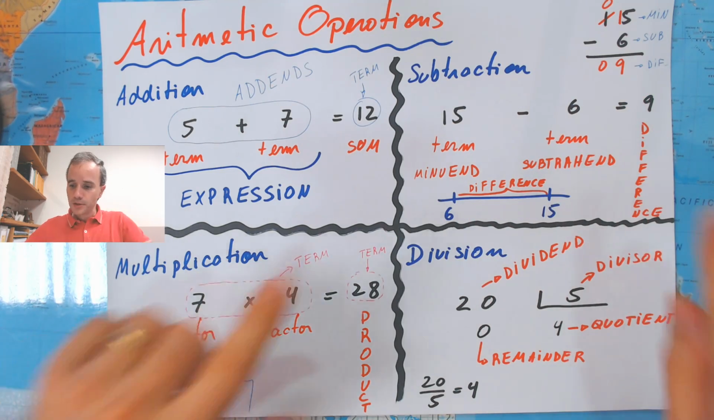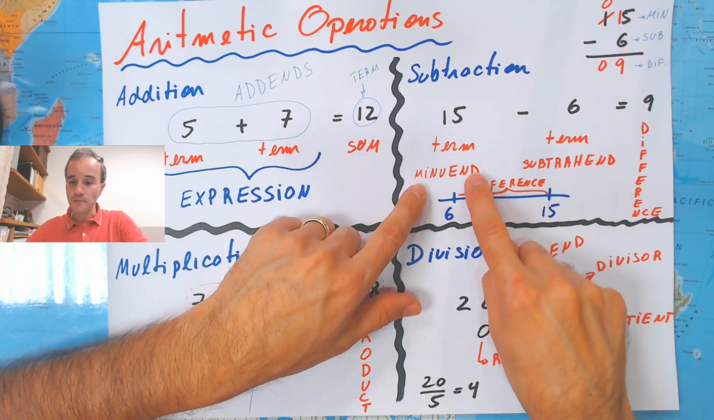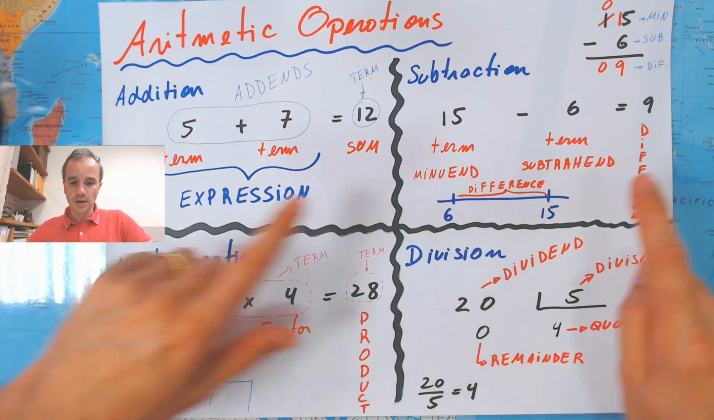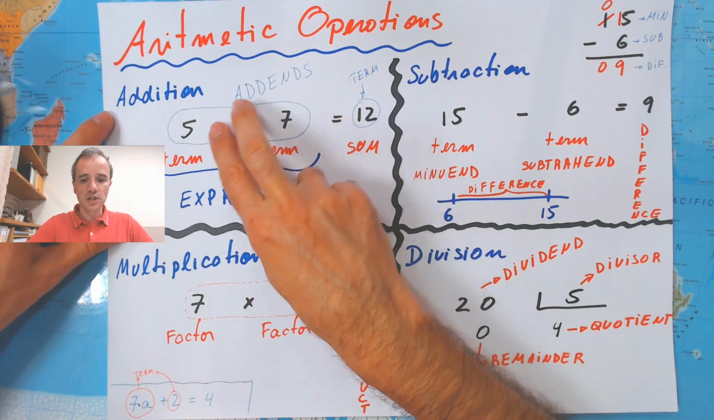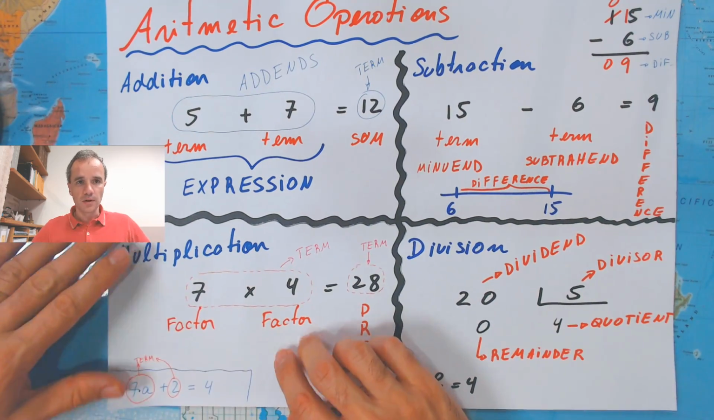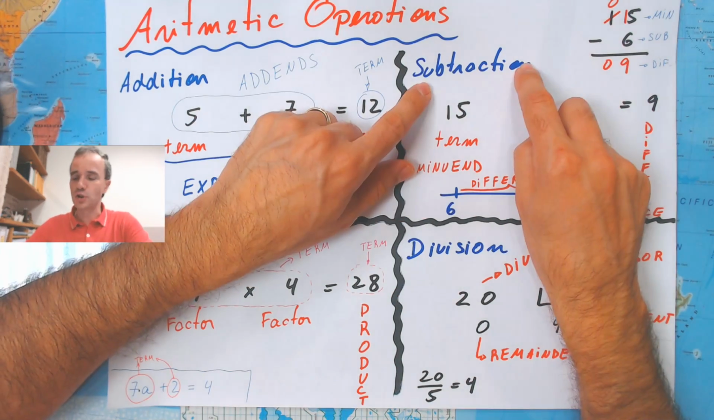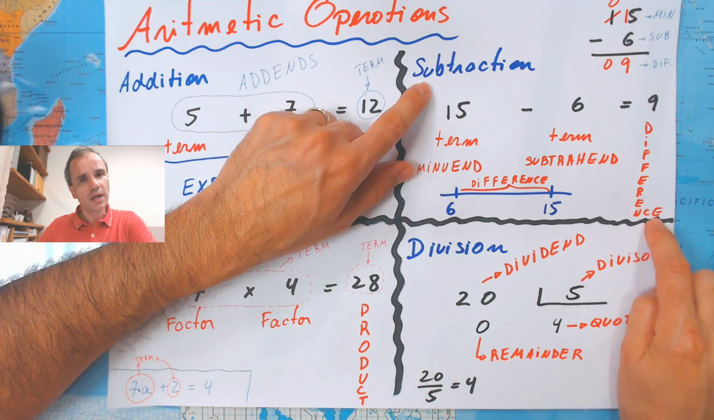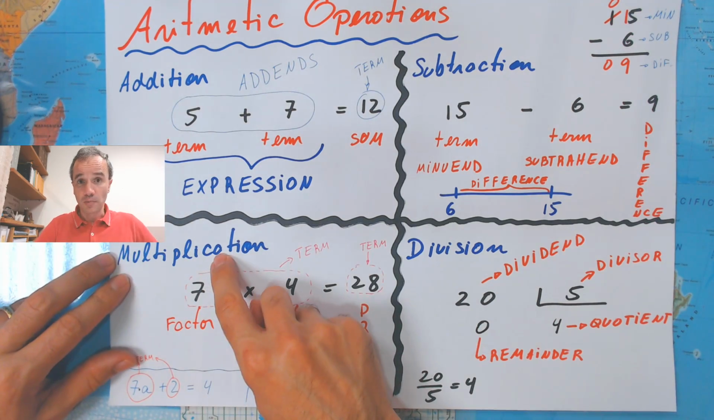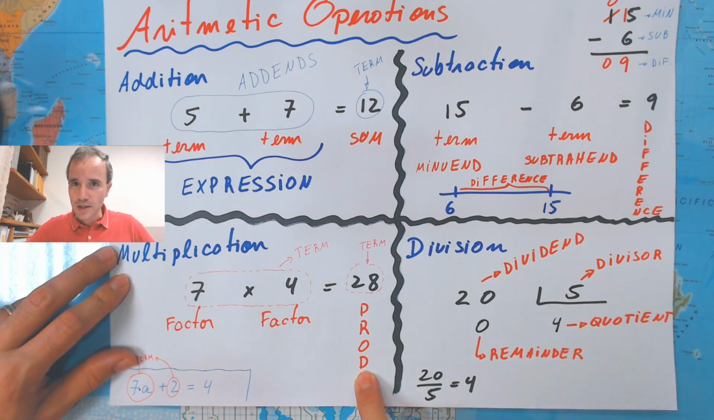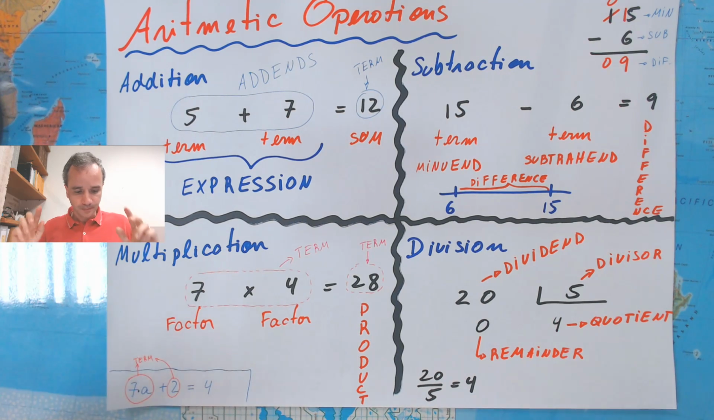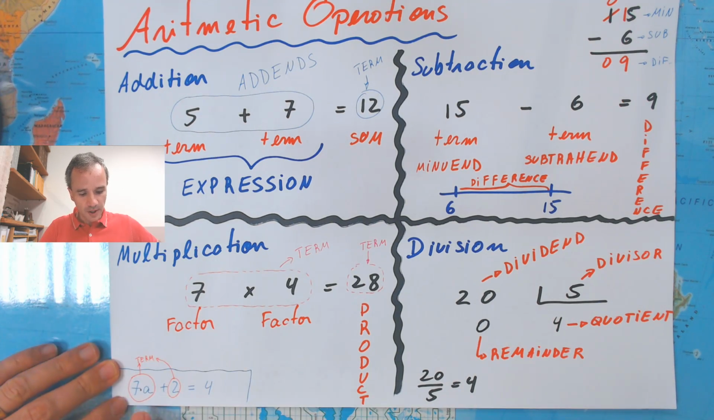So terms in subtraction are called minuend and subtrahend. Terms in addition are just called addends. The final answer for addition is called the sum. The final answer for the subtraction is called the difference. The final answer for the multiplication is called the product. Okay? Now, let's just take this example here.